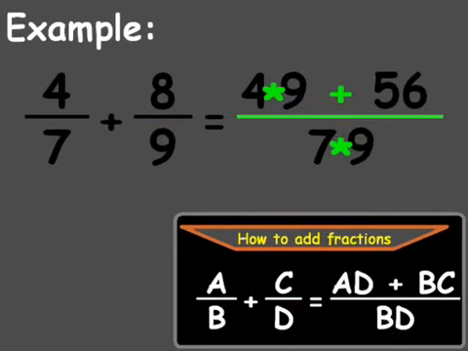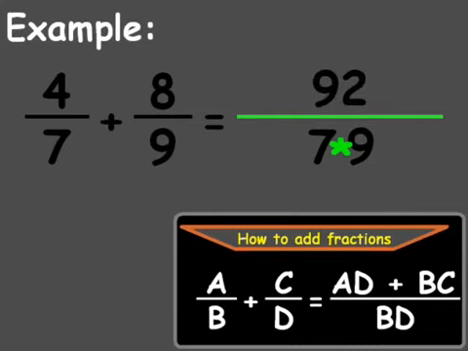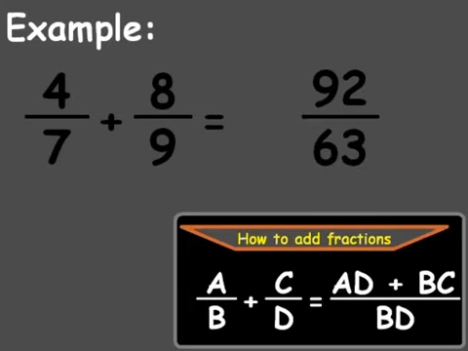And we'll do some more consolidation. 4 times 9 is 36, and 36 plus 56 is 92. And then on the bottom, we need to figure out what 7 times 9 is. Well, 7 times 9 is 63. So that gives us a total of 92/63.